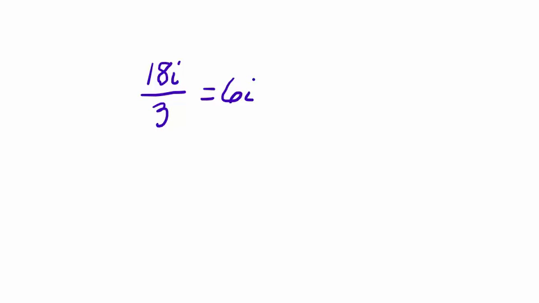If they both had an i, so if I had 18i divided by 3i, the i's would just cancel, and we'd be left with just 6.